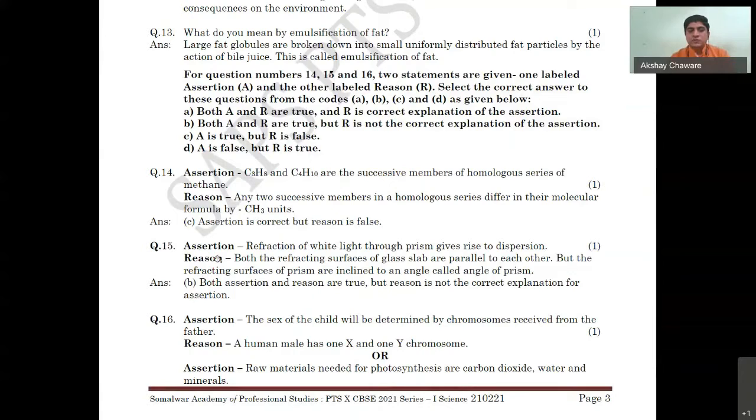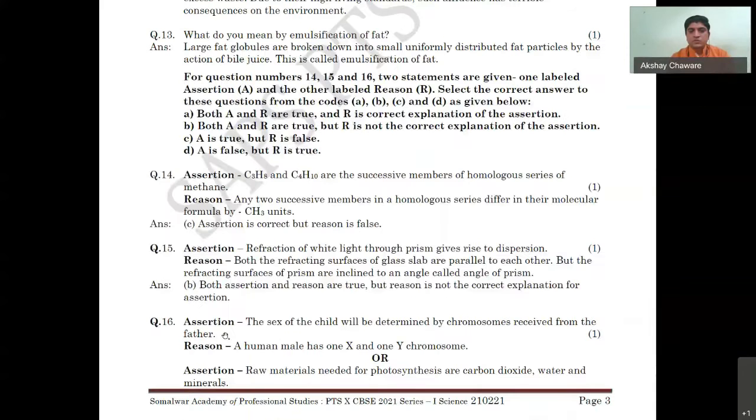Now in assertions, question number 15: refraction of white light through a prism gives rise to dispersion. And the reason: both the refracting surfaces of a glass slab are parallel to each other, but the refracting surfaces of a prism are inclined to each other at an angle called the angle of prism. So both are true, but this is not a proper reason. Okay, so that's why B is the correct option.